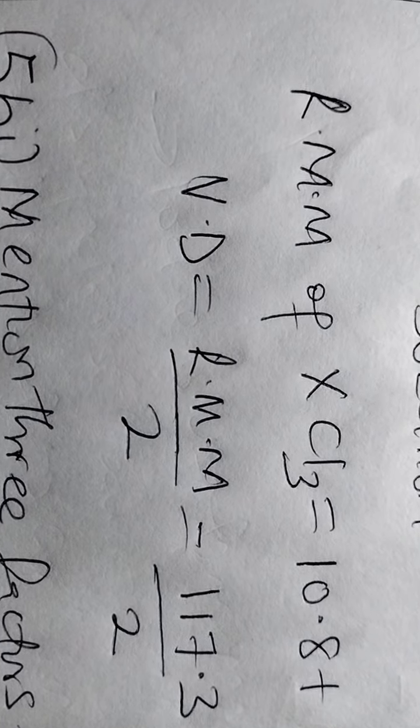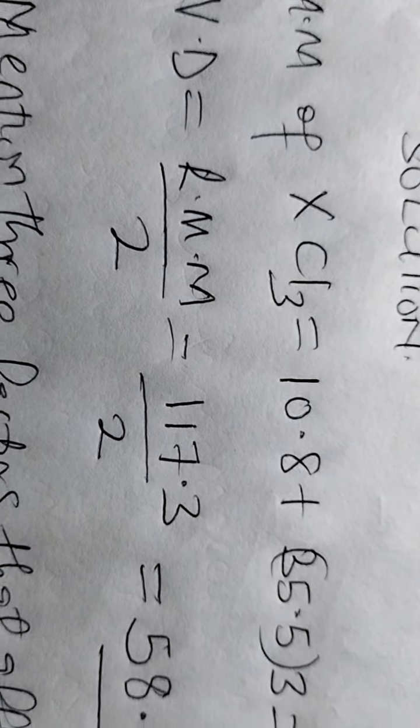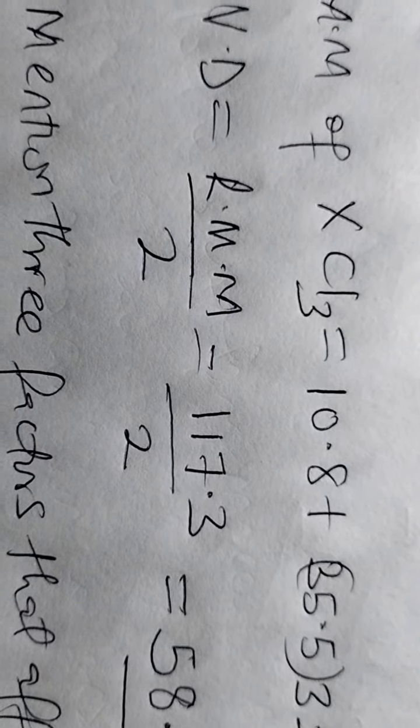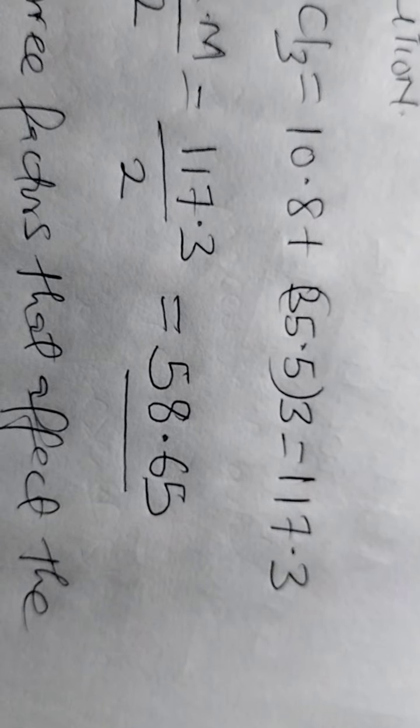We know in chemistry that vapor density is given by relative molecular mass over 2. So we divide the relative molecular mass by 2. We now have our vapor density. We now divide 117.3 by 2. We now have 58.65 as our vapor density.